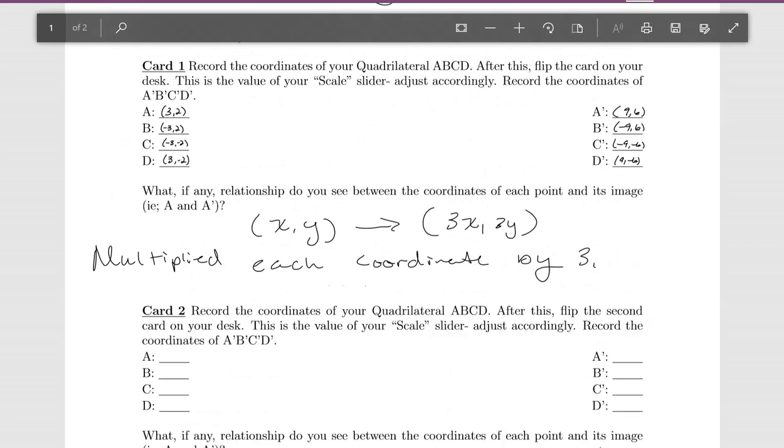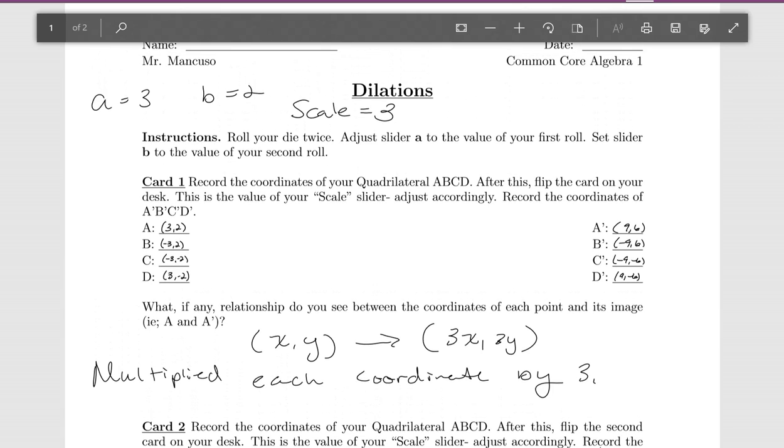Okay, so if you missed any of that, or if you're still copying down, that's fine. Just pause the video now to make sure you get it all down.